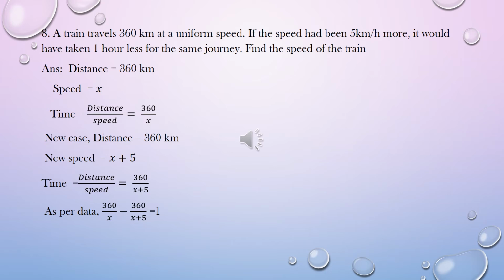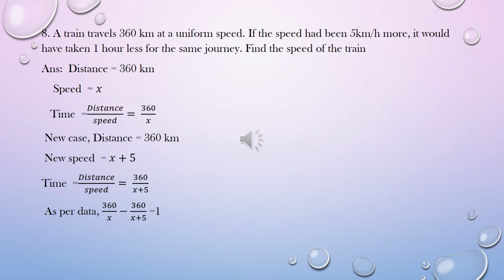It is given that the train travels a distance of 360 km. Therefore, distance is equal to 360 km. We can find time is equal to distance by speed, which is equal to 360 by x. In the next line, it is given that the speed of the train had been increased by 5 km per hour. That means speed is equal to x plus 5 and the distance covered is the same. Therefore, time is equal to 360 by x plus 5.